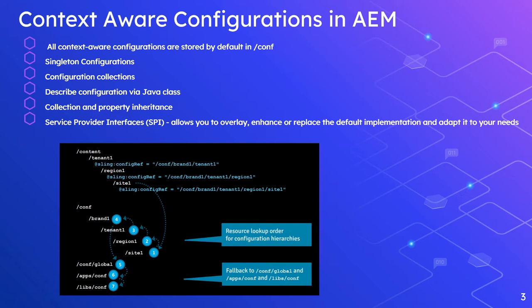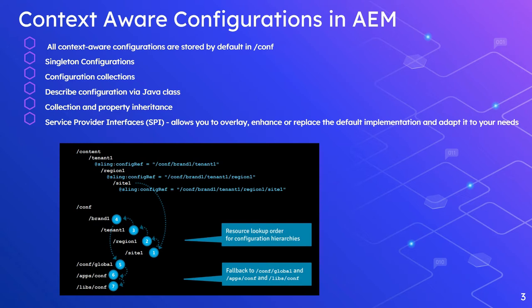If you see this diagram, it will explain how the lookup for this context-aware configuration happens. If you see content, then tenant 1. At the tenant 1 level, you have a property called sling:configRef. It is pointing to the brand 1 tenant 1 property. Then the region 1 level is pointing to a different configuration property, and the same way site 1. So now this sling:configRef will map the content hierarchy to the corresponding context-aware configurations.